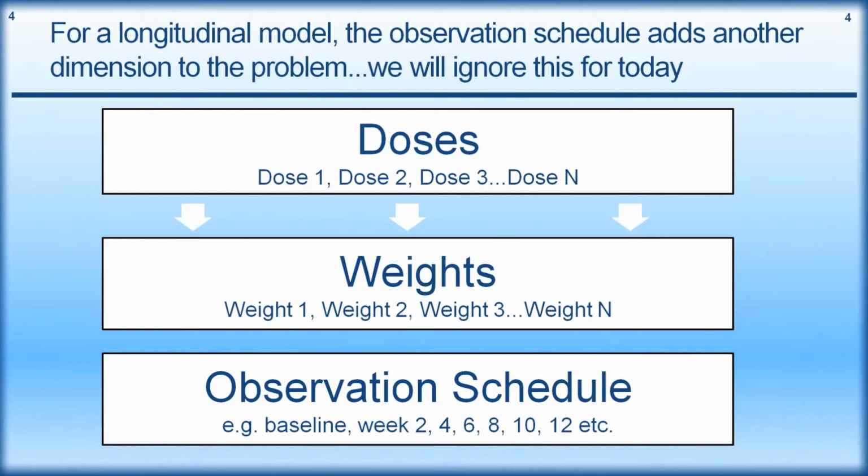For a longitudinal model, so where we're modelling the change of the response as a function of time, we would have perhaps an observation schedule which we would need to think about, perhaps recording information at baseline, week 2, week 4, week 6 for example. That adds an extra dimension to the design problem, but we're not going to discuss that today.